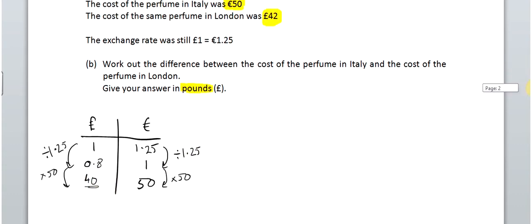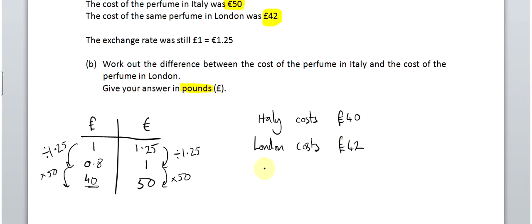So let's just get this all straight. So that was our Italy. So Italy costs £48, that's the one we worked out. London costs £42, so the difference is £6.